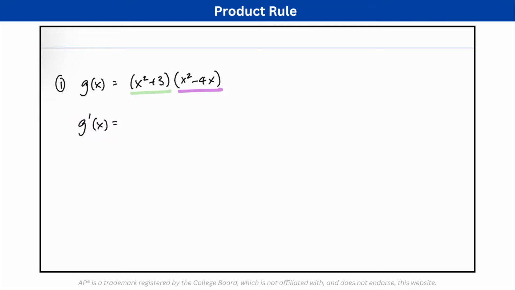And then we say, all right, the derivative of the first, and I'm going to use my green color right here to represent the derivative of the first, and then keep the second the same, and then the first function times the derivative of the second. All right.